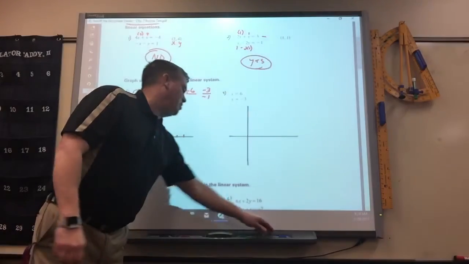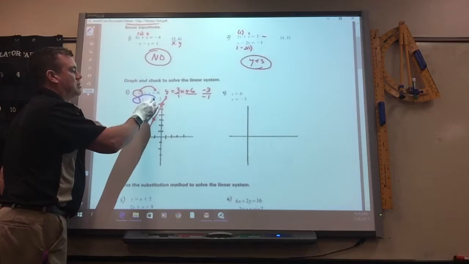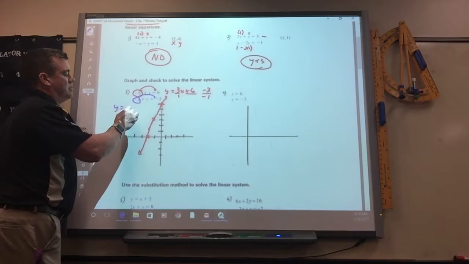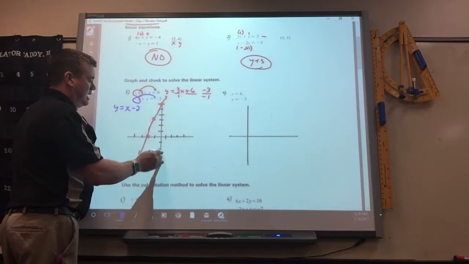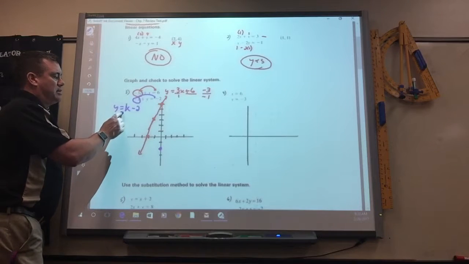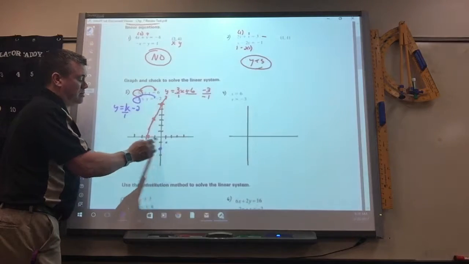Okay, so the other one, you got to move the negative x over. So it'd be y equals, this would change to positive x minus 2. So that crosses at negative 2. And the slope, since there's no number in front, it means it's a 1 over 1. So you rise 1 and run 1.